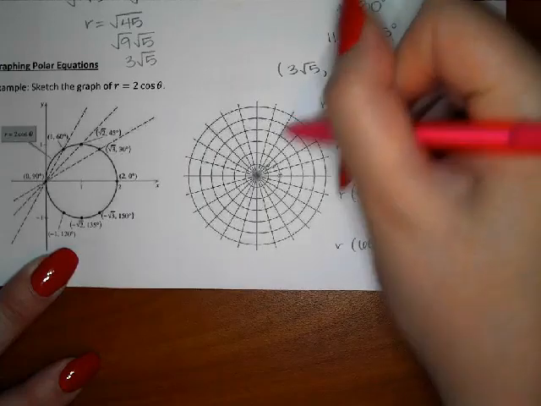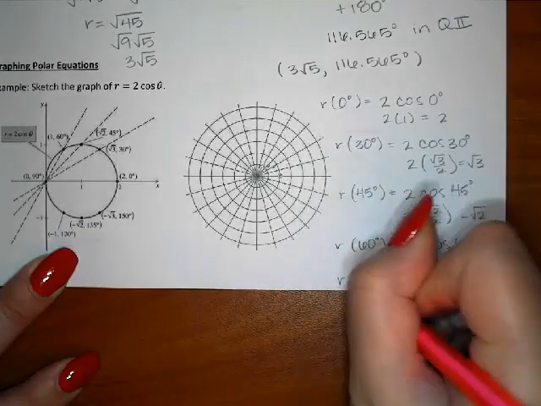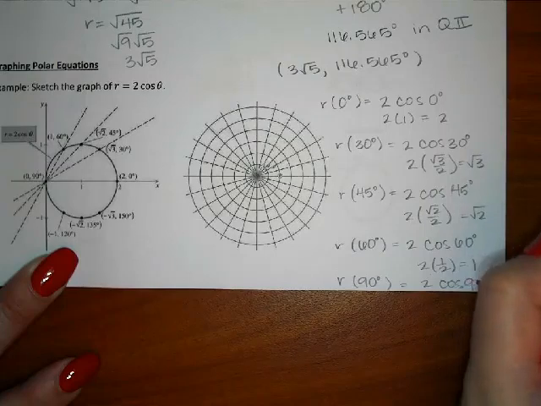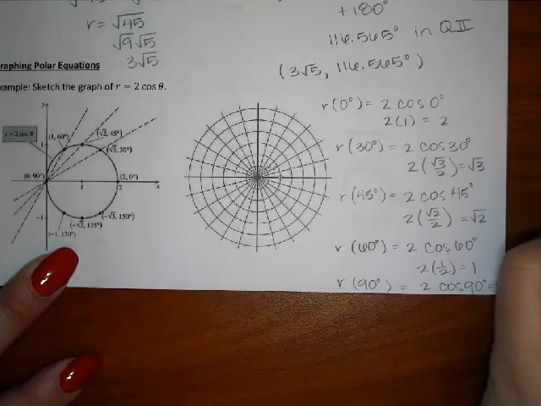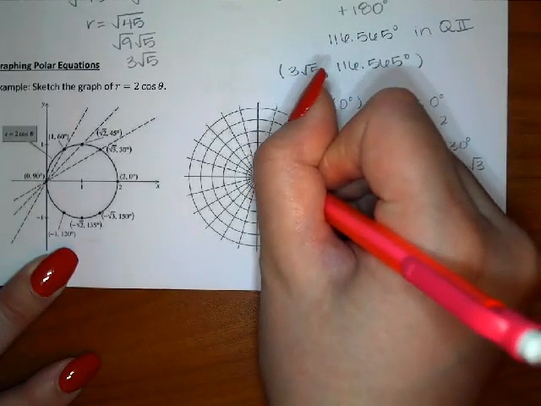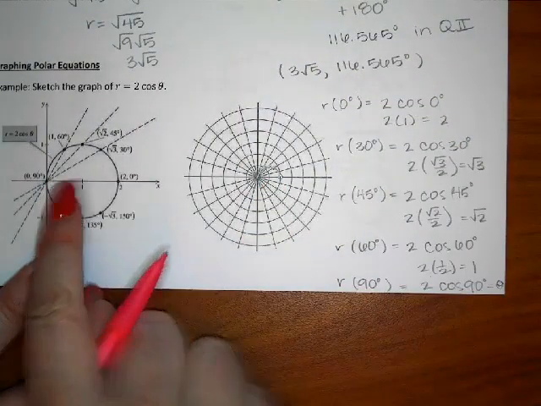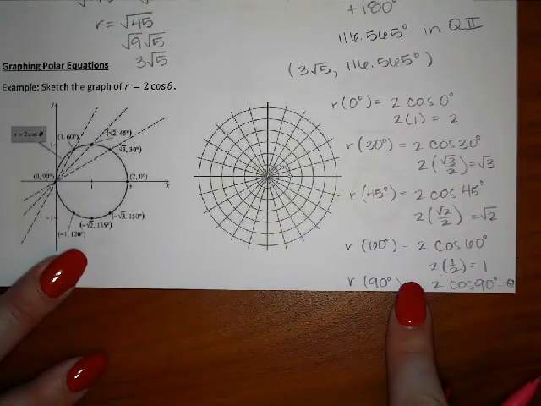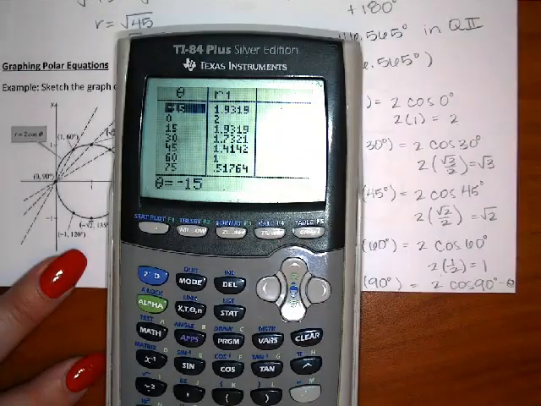And then R of 90 degrees is 2 cos 90. Cos of 90 is 0. So this would be 0, radius of 0. So at 90, we would have 0. And you can see that would be the top half of this circle, or scaled a little differently, scaled much bigger over here. So we can graph it by hand if we want to, but we probably don't. And if you needed to graph it and see specific points, this is how you could do it in your calculator. Okay, let's go ahead and turn to the next page and look at another graph.